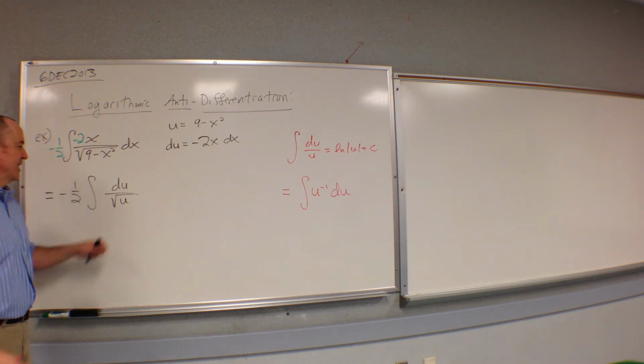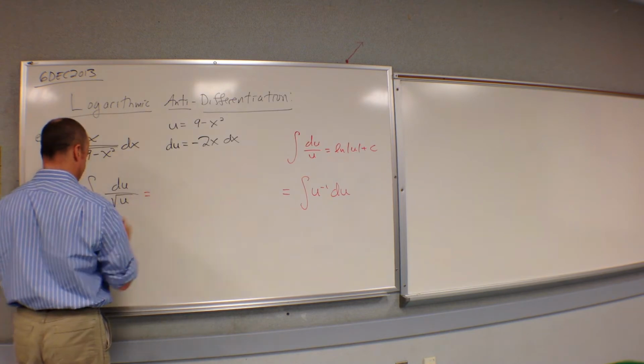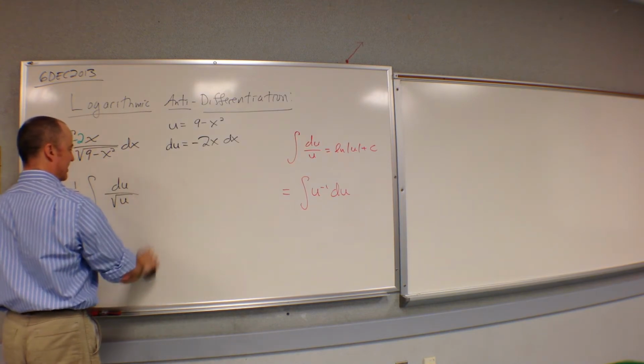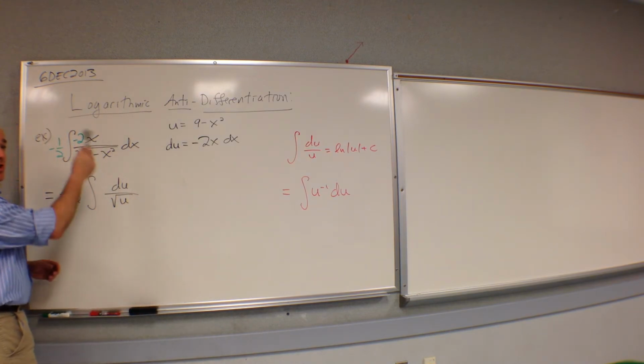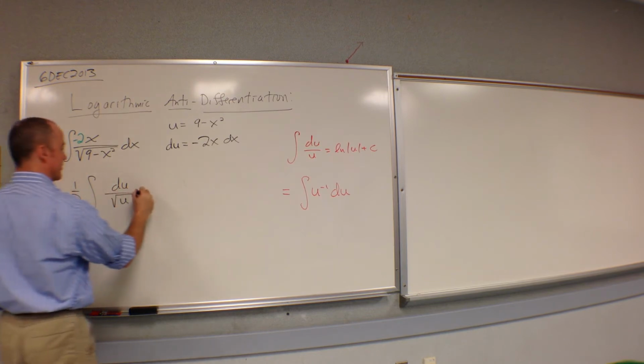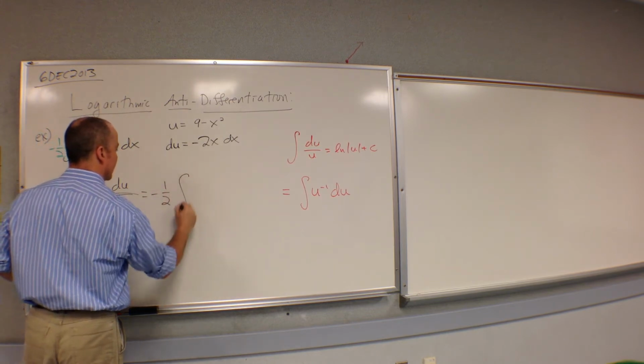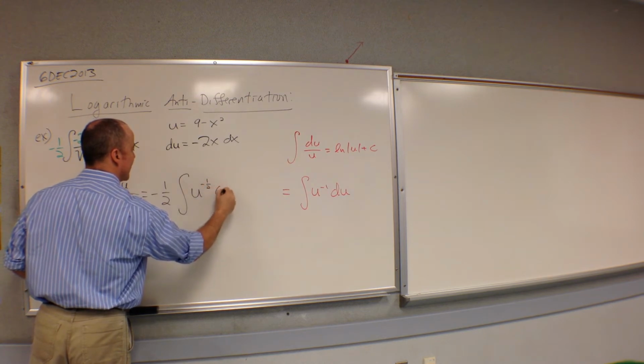What do I have? What u to the exponent? The negative, no, wait, u to the negative 1/2. Yes, if I bring the u out of the denominator, it'd have to be negative 1/2. Good job, you're redeeming yourself. So that's u to the negative 1/2.